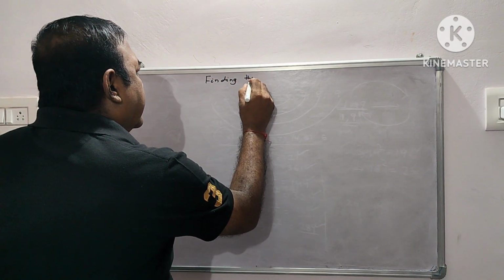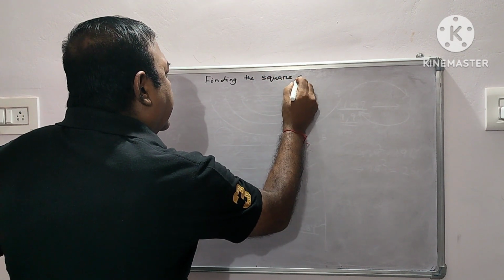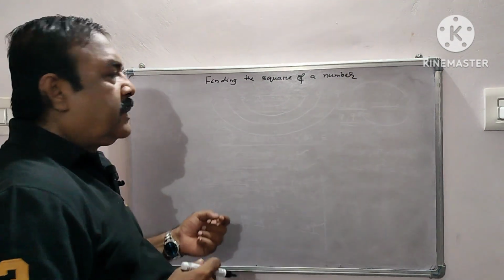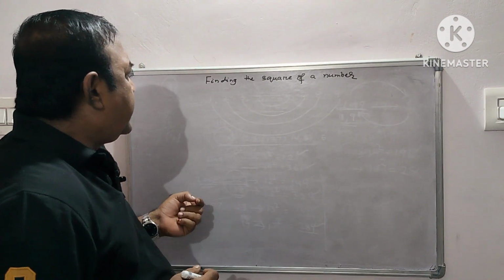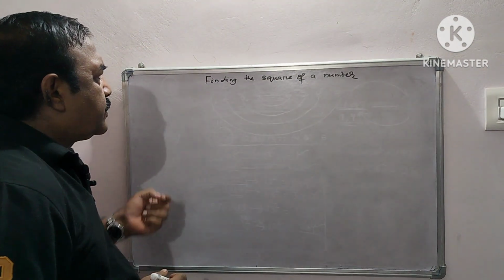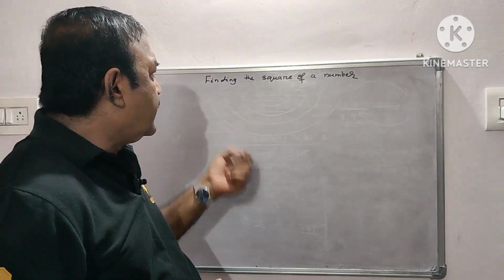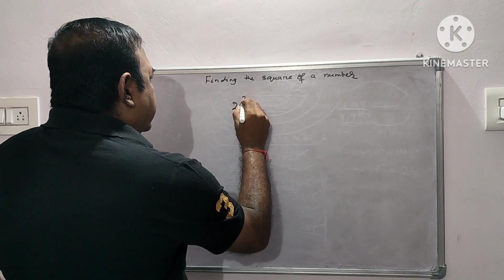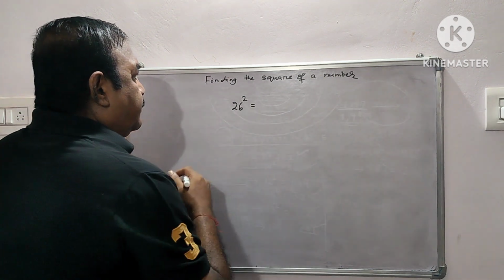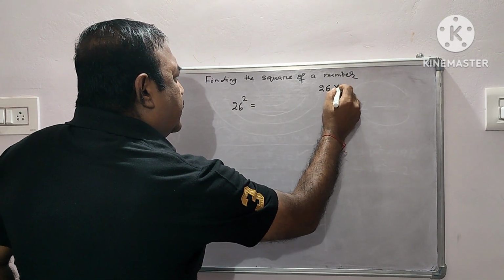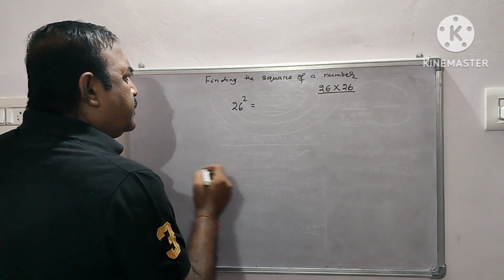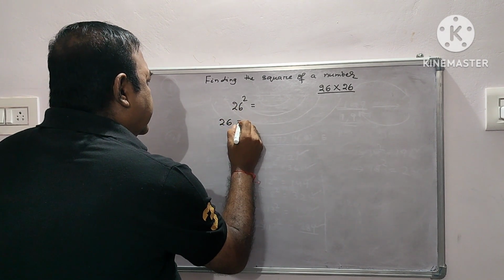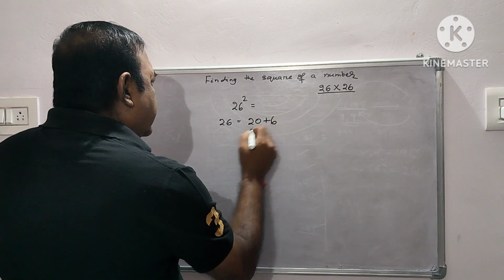Finding the square of a number. You see, for the smaller numbers, it is very easy to find the square. You see, 2 square is equal to 4, 3 square is equal to 9, 6 square is equal to 36. Suppose 26 square, we do not know it. So, if you multiply 26 into 26, it will be time taking. So, you should know that we may split that number. How? 26 is equal to 20 plus 6. So, we may do like this.